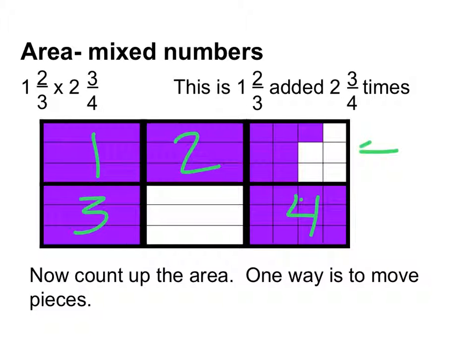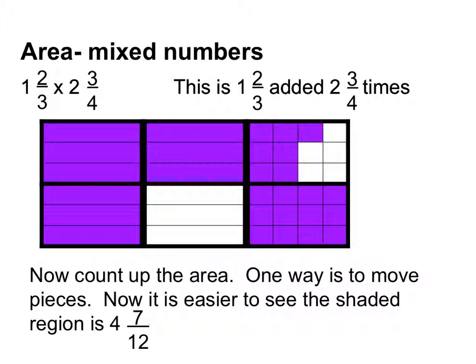Well, that's not too bad, because it's broken up into equal size pieces. So now I have 1, 2, 3, 4, 5, 6, 7 pieces when there are 1, 2, 3, 4, 5, 6, 7, 8, 9, 10, 11, 12 pieces in the whole. So I end up with 4 and 7/12.